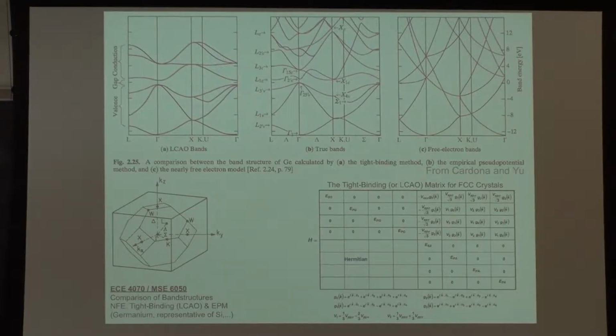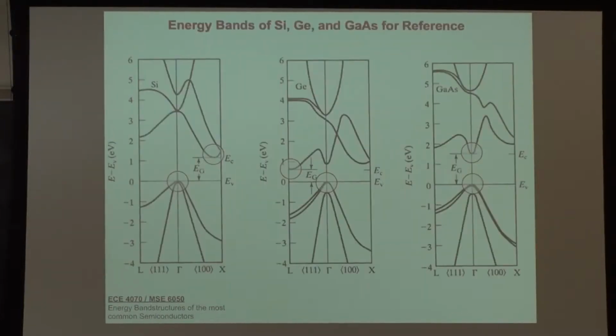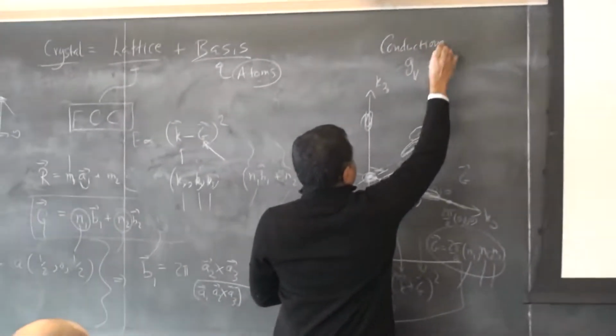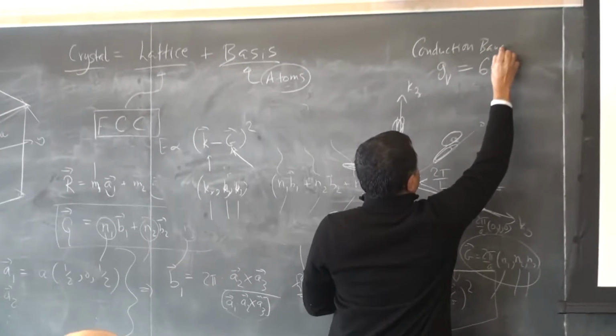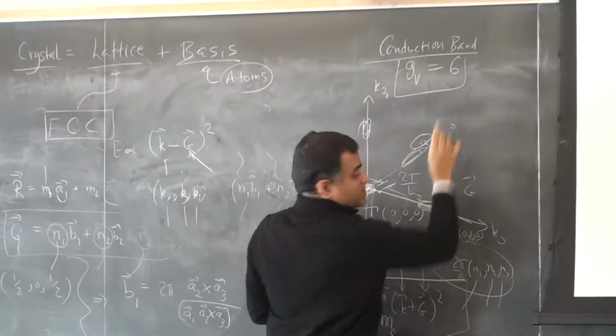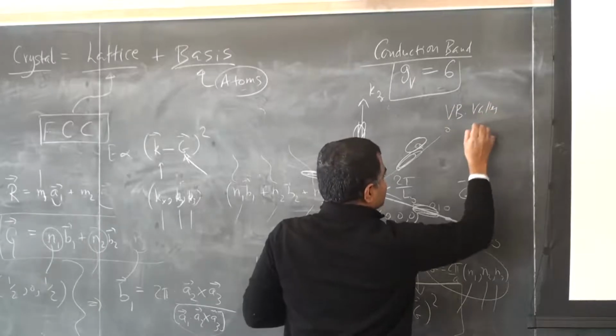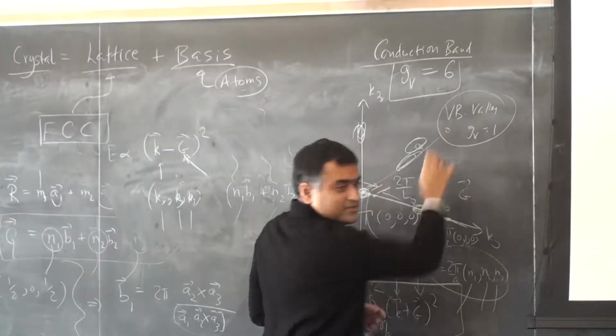So maybe getting to the question I want to ask: when we say the valley degeneracy is 6 for this crystal, we mean the conduction band. Only the conduction band. Absolutely. We have to specify 2 valley degeneracies, one for conduction and one for valence. No question, absolutely. Conduction band valley degeneracy is equal to 6. Valence band valley degeneracy is equal to 1 for silicon.